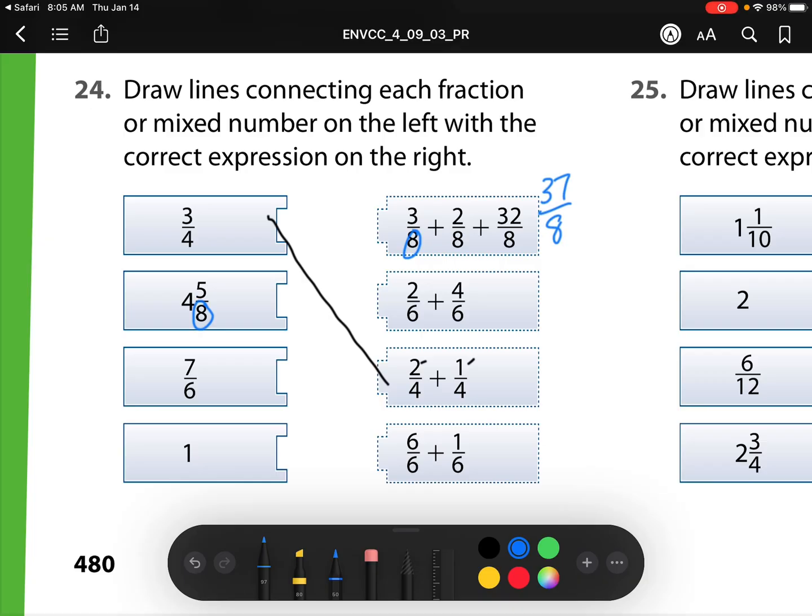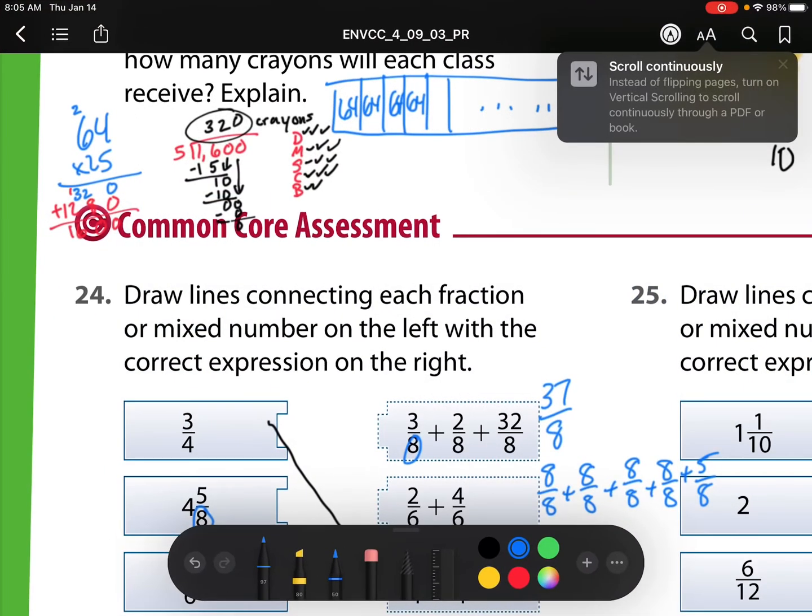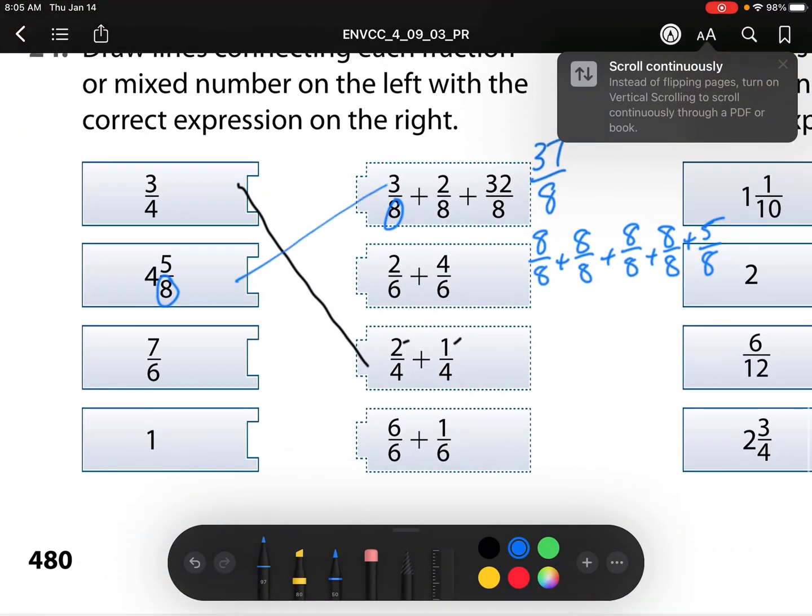4 and 5/8. So let's pull those wholes out. So 8/8 plus 8/8 plus 8/8 plus 8/8. That's 32 eighths. And so that means there's 4 wholes there. And we'd have 5/8 left over. So yeah, it does look like this one matches.